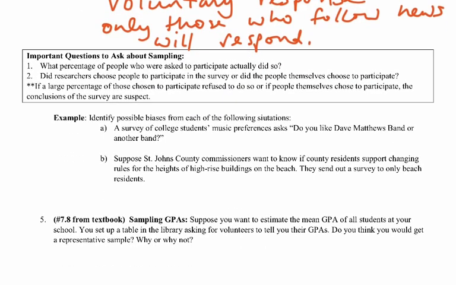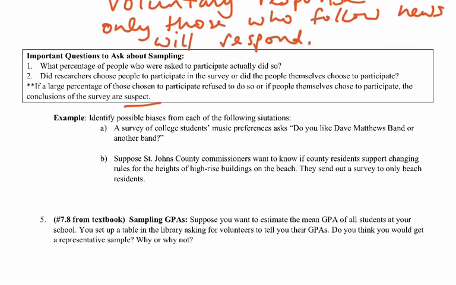Important questions to ask: what percentage of the people who were asked to participate actually did so? If it's a low percentage, that can create another kind of bias. Did the researchers choose people to participate in the survey, or do people voluntarily decide to be in the survey? If a large percentage of those chosen to participate refuse to do so, that's often suspicious. So, a couple of other examples.